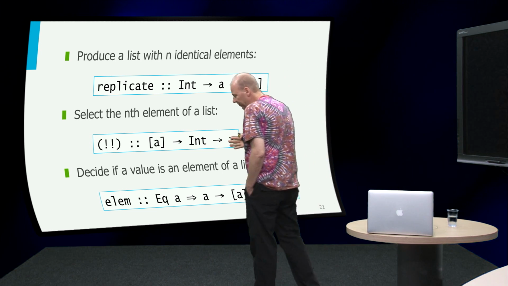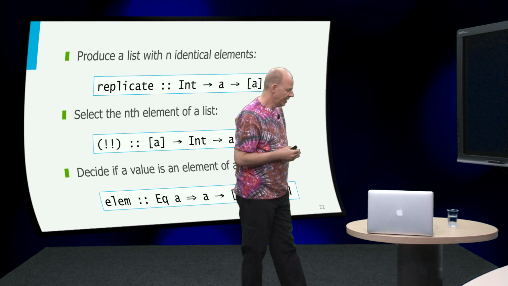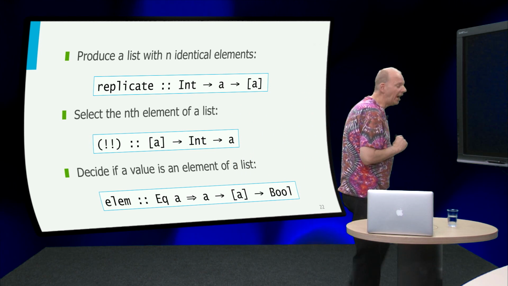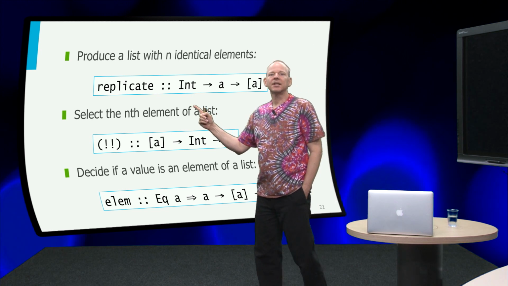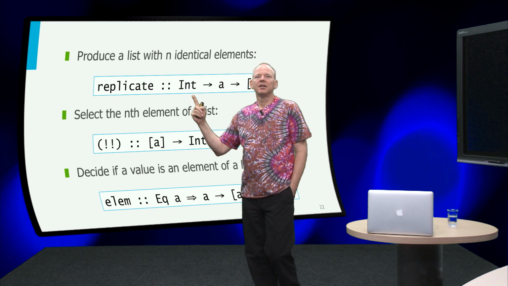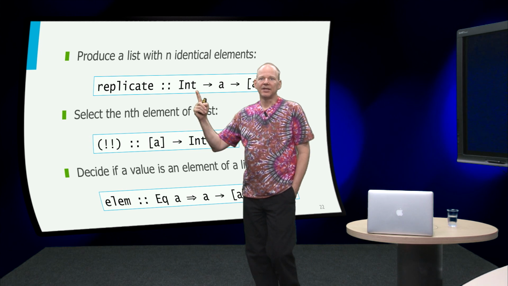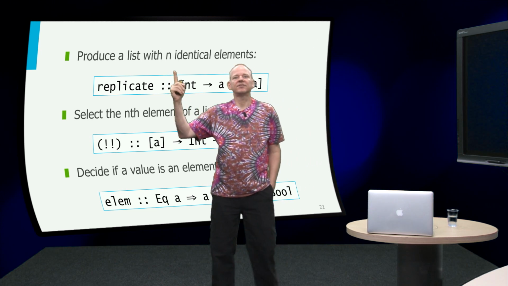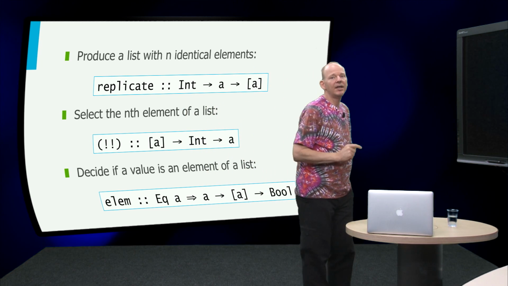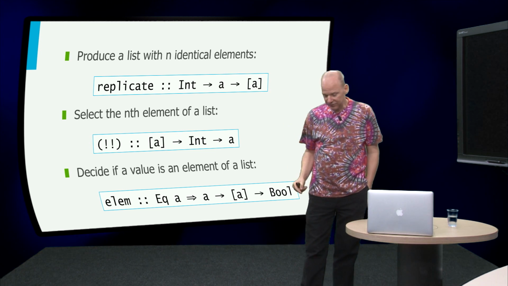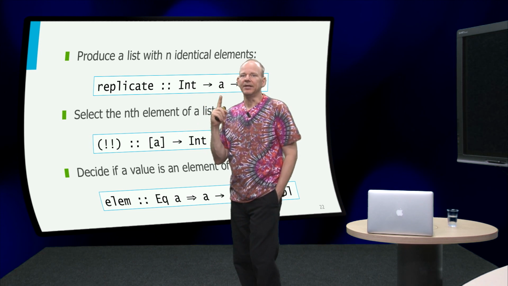The exercises for this week, there's a lot of exercises to define functions recursively. But I'm going to do just a couple of them here with you. So let's look at the first one here. It says, produce a list with n identical elements. So that's a function that takes an integer, which is the n. Then it takes a value, a, and it should return a list of n copies of that value a.